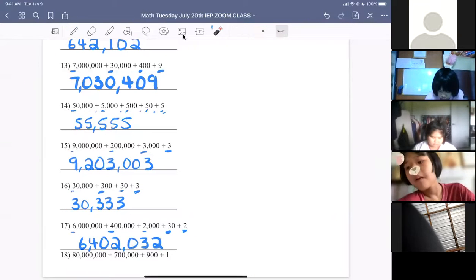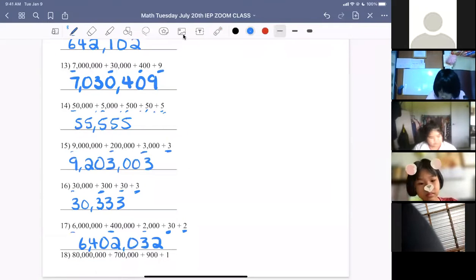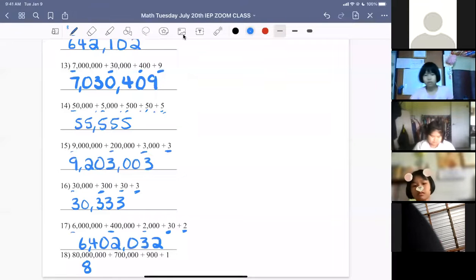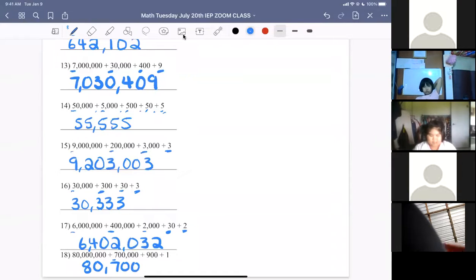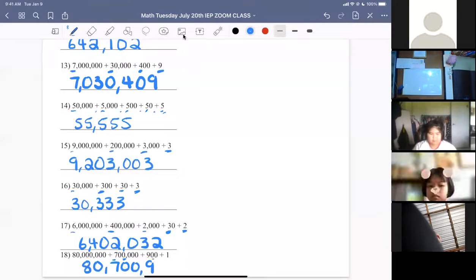Okay. Number 18, we have 80 million plus 700,000 plus 900 plus 1. So we're going to write this 8 here. We don't have millions, so we're going to write a 0. We do have 100,000s, we're going to write a 7. We don't have 10,000, we're going to write a 0. We don't have thousands, we're going to write a 0. We do have 100, so I do need to erase this for a bit. We do have hundreds, we're going to write a 9. We don't have tens, we're going to write a 0. We do have ones, we're going to write a 1. So we have 80,700,901.